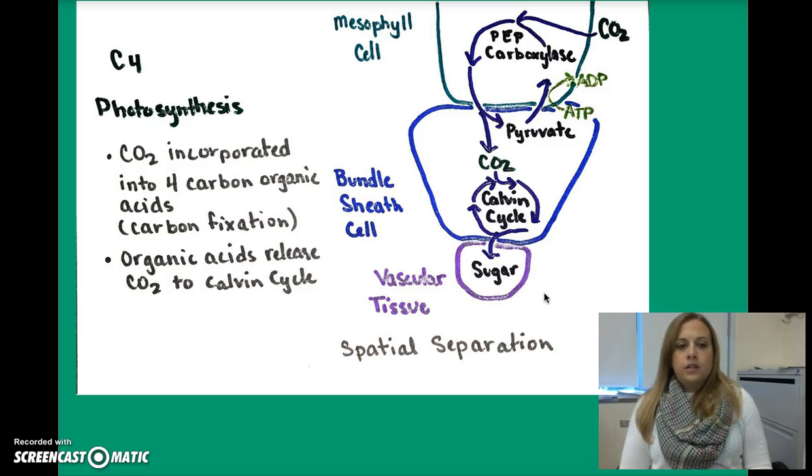So you're adding a step here, and you can see over here, I just noted that carbon dioxide again is being incorporated into a 4-carbon organic acid. So your carbon fixation is actually separated out in space, and then that organic acid is going to release the carbon dioxide to the Calvin cycle. So you've added a step here, and you've separated out the carbon fixation from the Calvin cycle, and these are now taking place in 2 different cells.